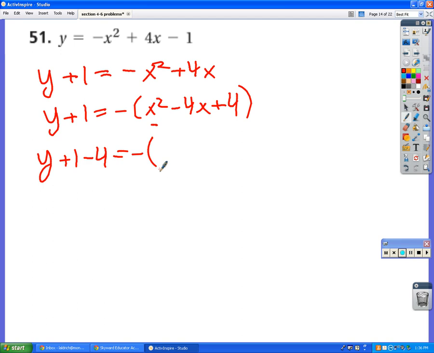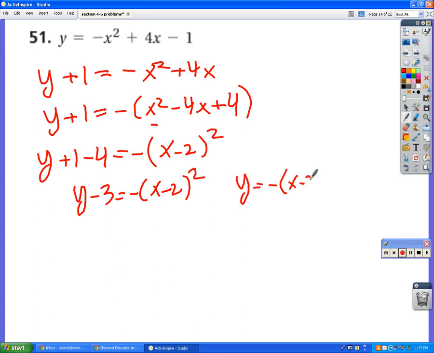What does this factor into? X minus 2 squared. Okay? What does 1 take away 4? -3. And so to finish this, to put it into the form that I'm looking for, what do I need to do with that -3? Add it to the other side. So y equals -(x minus 2) squared plus 3.